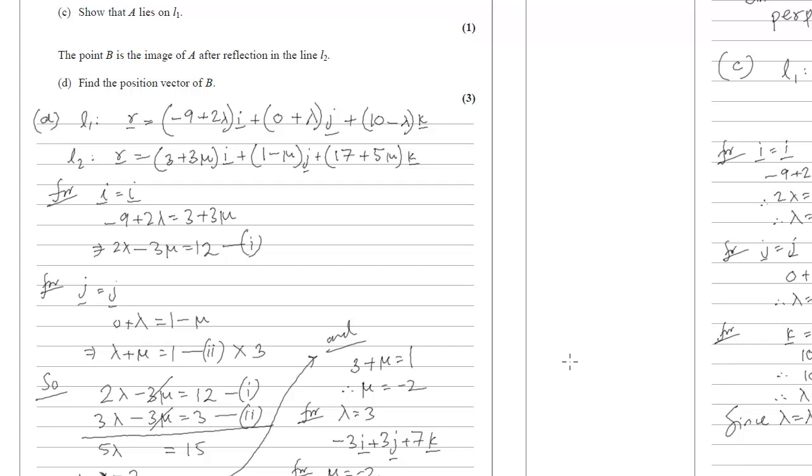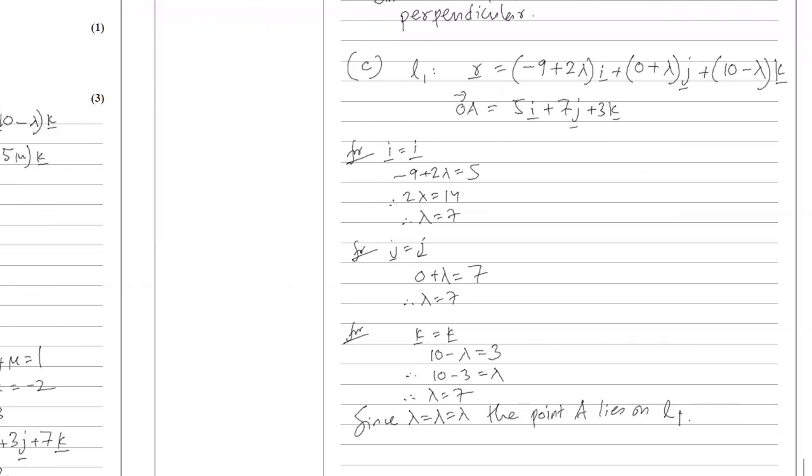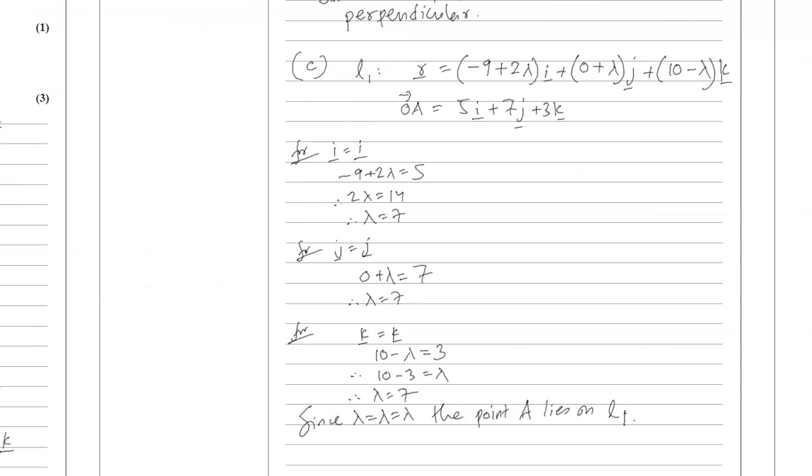Question number D is not a vector question. A vector question is: find the equation of a vector, find the point of intersection, find the angle between two lines. This is a basic geometry question. The basic geometry question is: the point B is the image of point A after reflection in the line L2. So it might not be clear at first, but if you see what information you have so far, then it would become clear. So let's write down the information that we have so far.